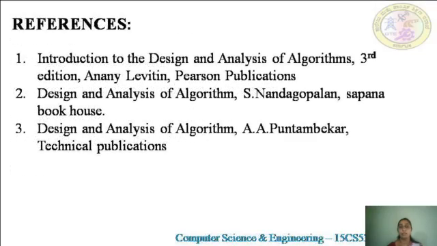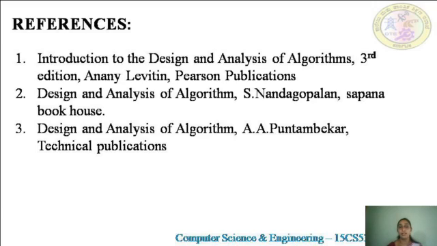So this is about this session. In this session we studied the mathematical analysis of non-recursive algorithms, and also we identified the time complexity for largest element algorithm and also algorithm for element uniqueness problem. And we had a recap on the basic efficiency classes also.